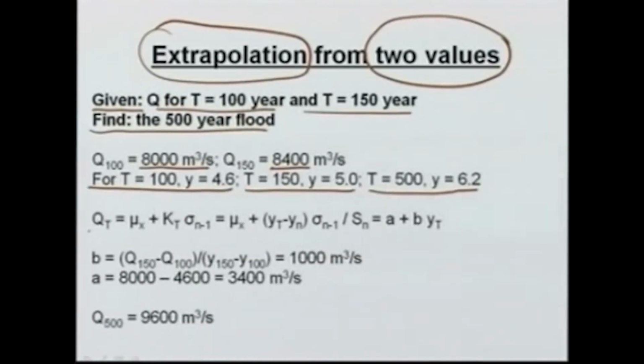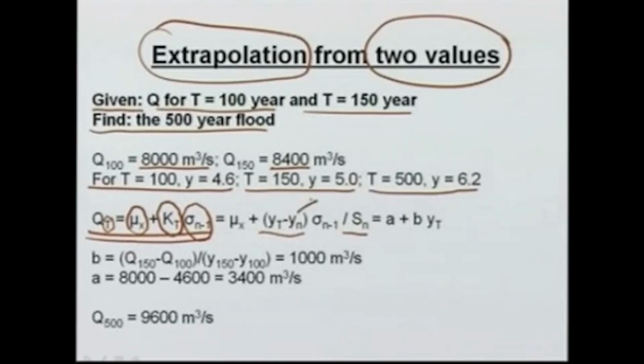The equation which we already have seen is that Q for any return period T will depend on mu x, which represents the mean of the discharges, and sigma, which is the standard deviation. These two are constants, they are dependent on the data set available, they do not change with the return period. K changes with the return period, and as we have seen already, the equation for K is yt minus yn divided by Sn.